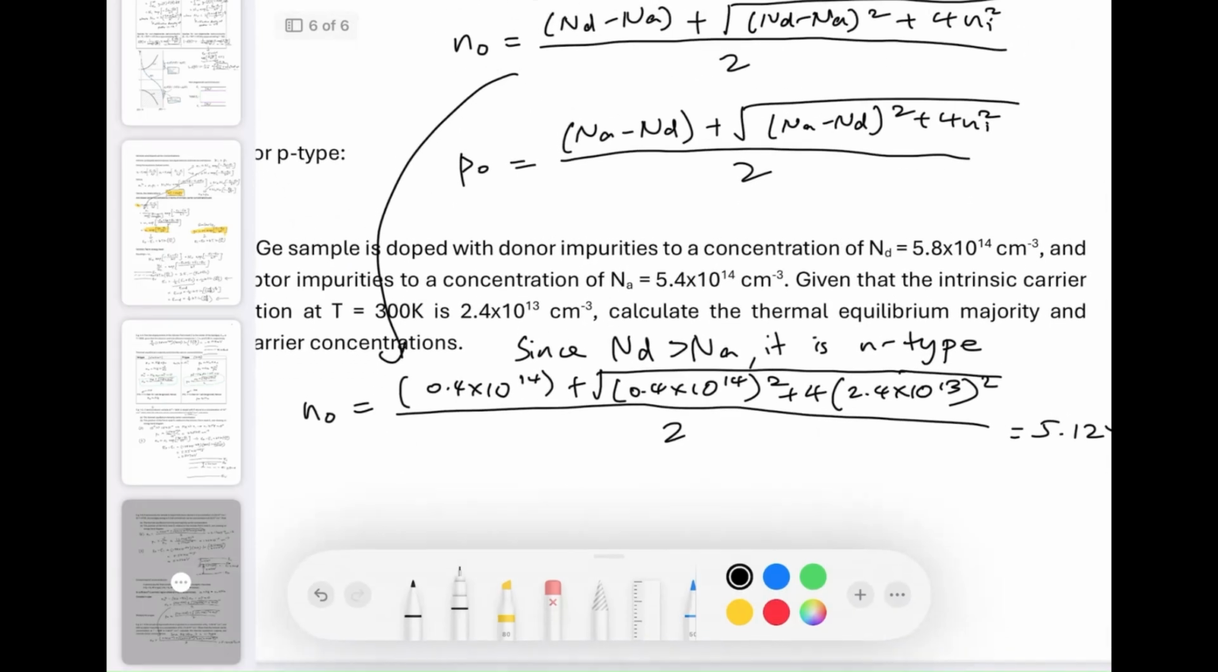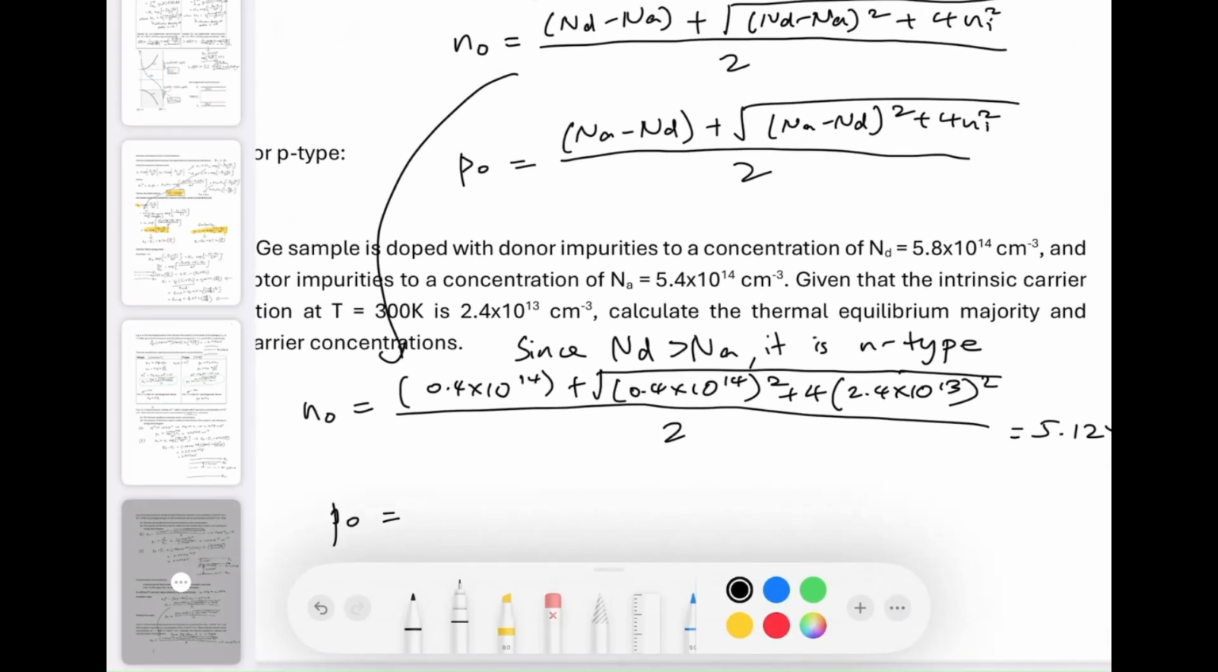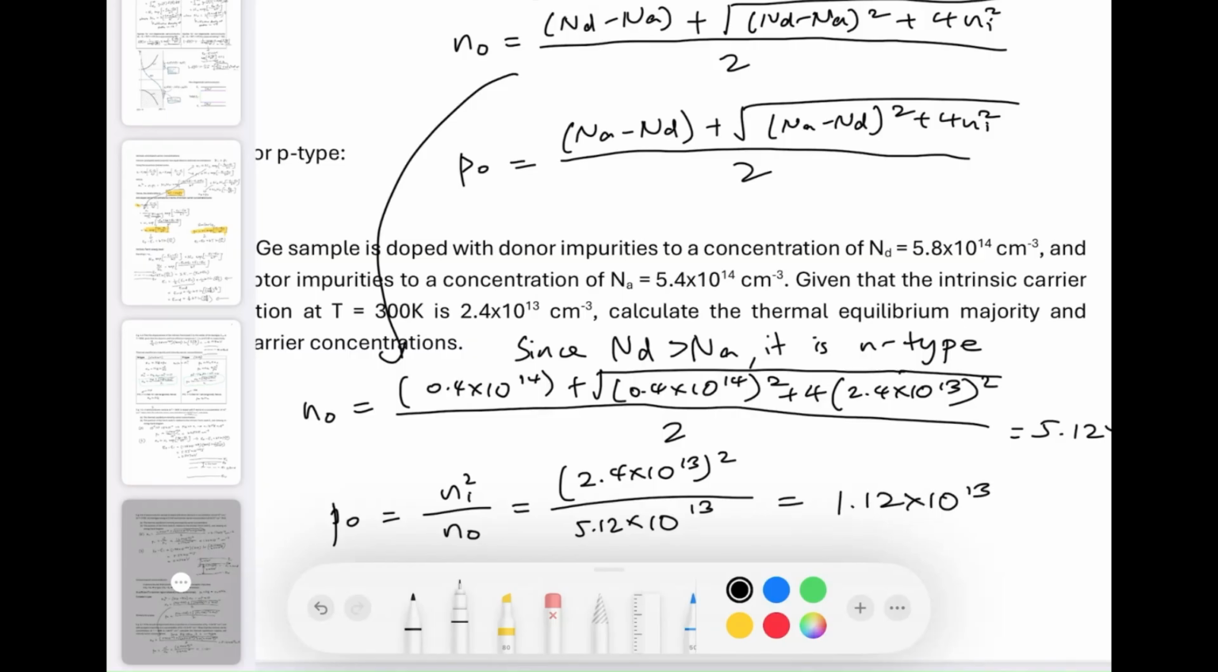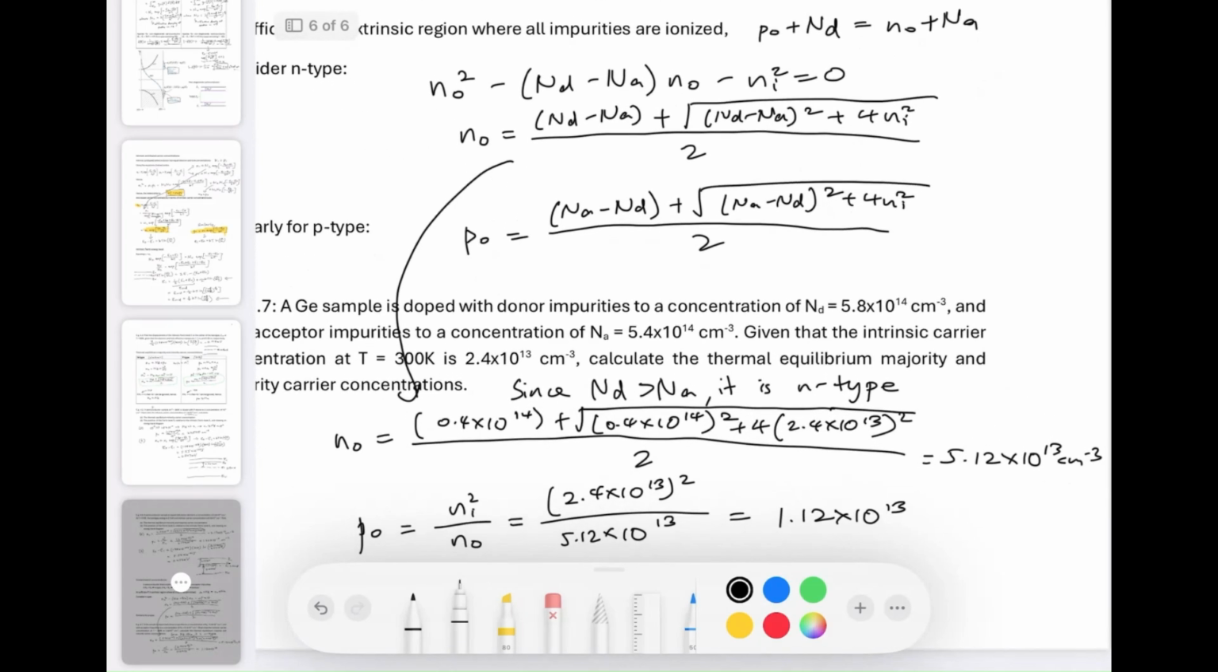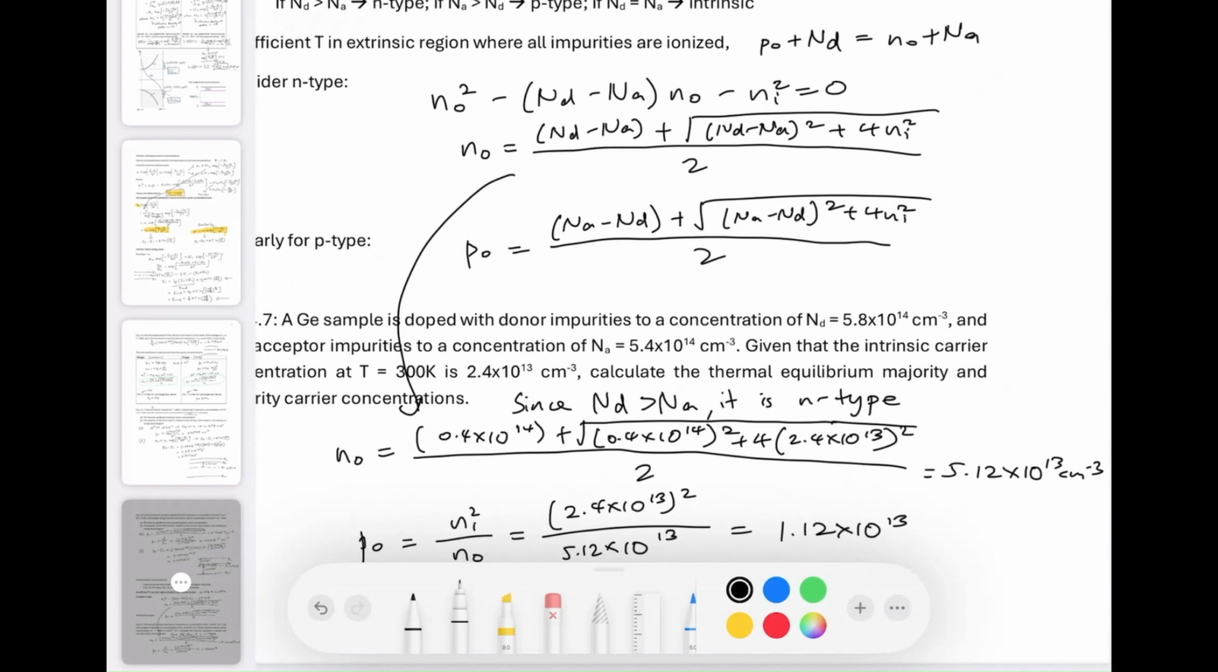And again, P0 is just, I'm running out of space, but it's okay. P0 is just Ni squared over N0. So this is just equal to 2.4 times 10 to the power of 13 squared over the 5.12. And this is 1.12 times 10 to the power of 13. So yeah, that's the equilibrium hole and electron concentrations.